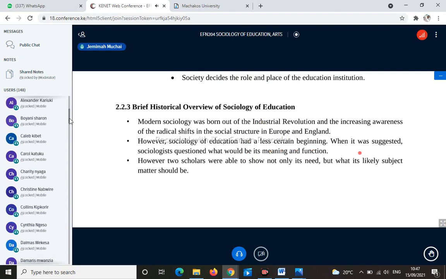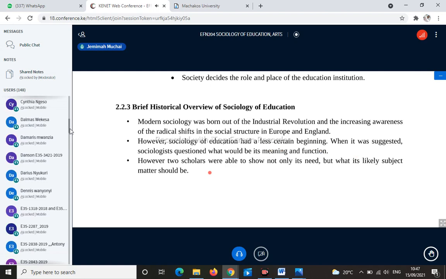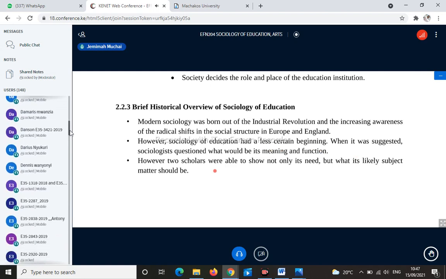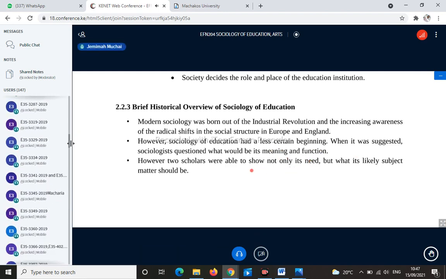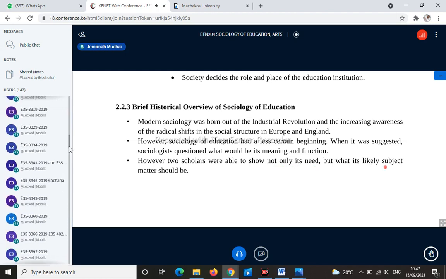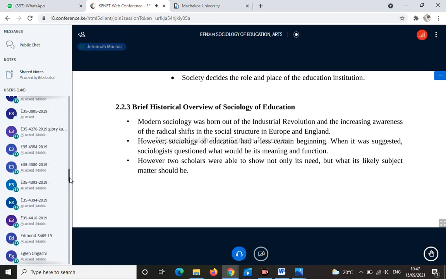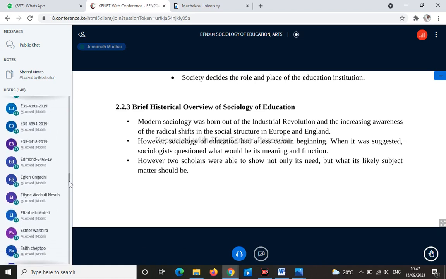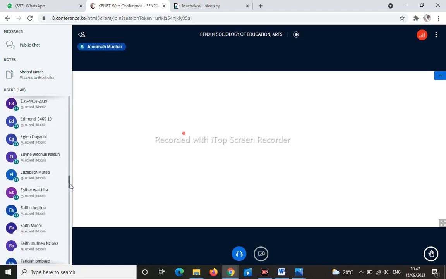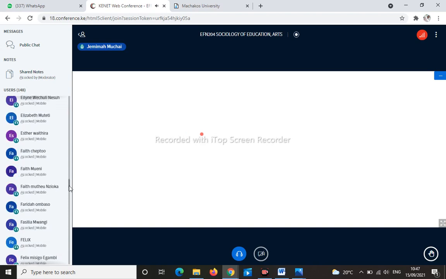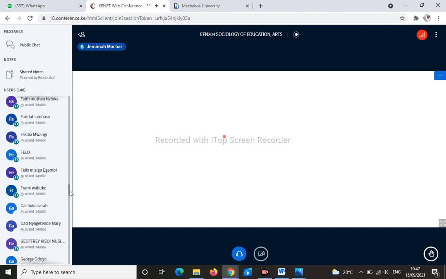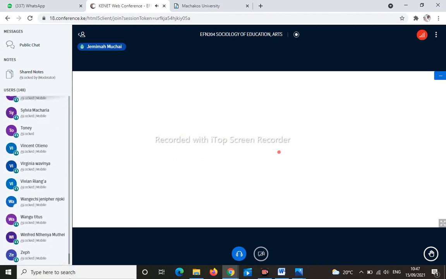Sociology of education had a less certain beginning. When it was suggested, sociologists questioned what would be its meaning and function. However, two scholars were able to show not only its need, but what its likely subject matter would be. The first one is Emile Durkheim, 1858 to 1917, and what he said about education.